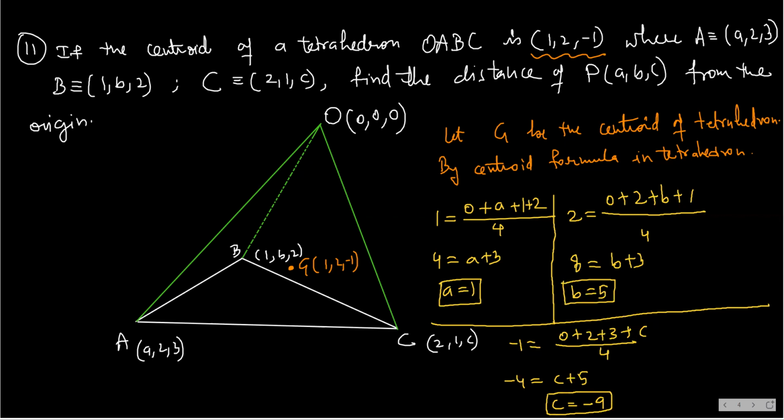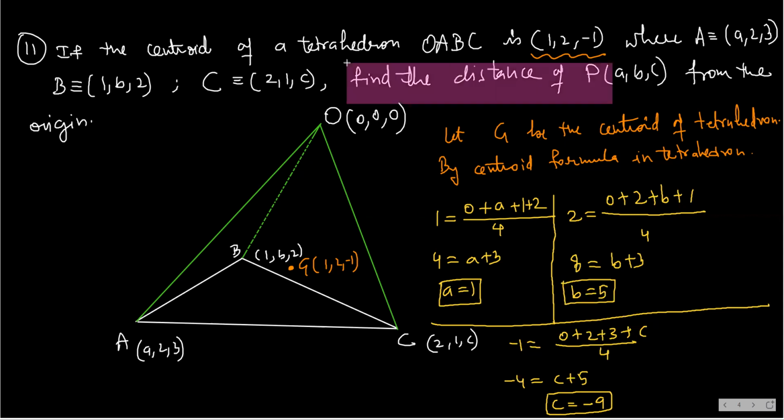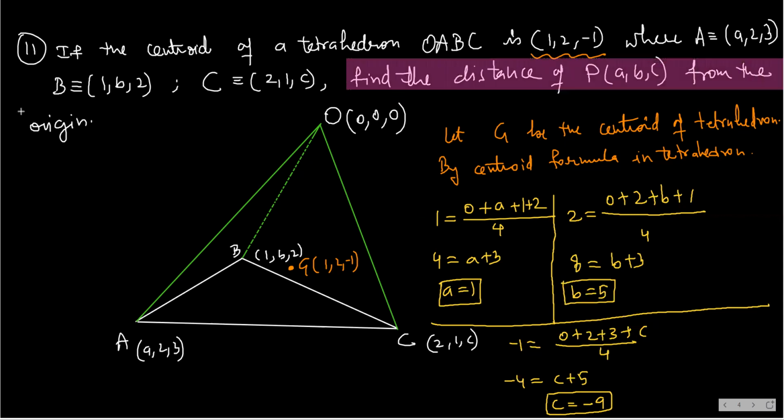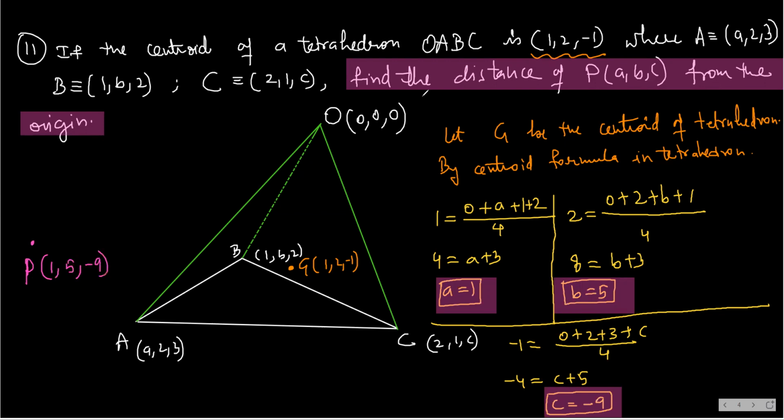The question doesn't end here. The question further says, find the distance of P(a, b, c) from the origin. Now using these numbers a, b and c, one point is defined in the space, that is (1, 5, -9). So P will be somewhere here, and the coordinates of P will be (1, 5, -9). We need to find the distance of P from the origin.